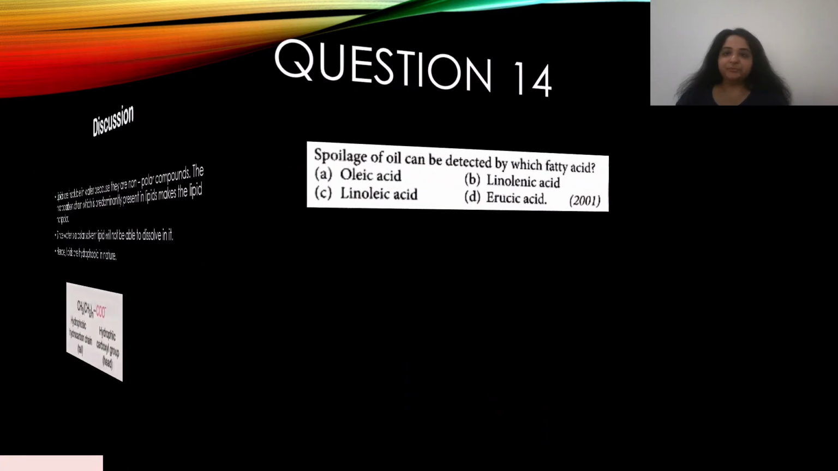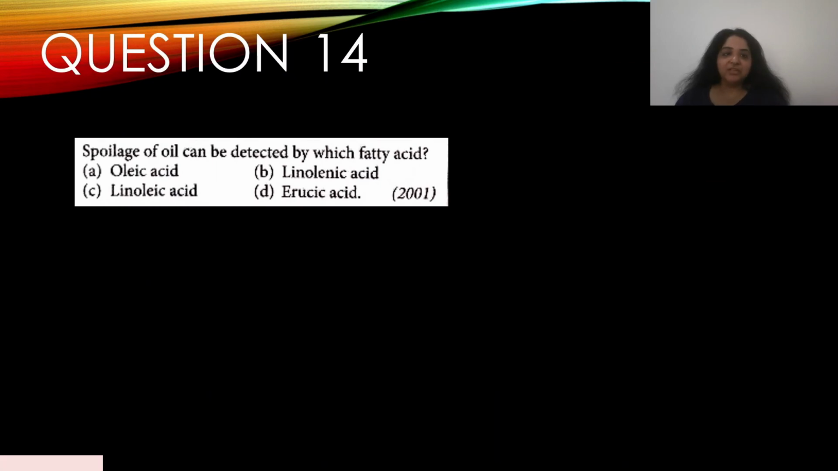Okay, let's move on. Question number 14. Spoilage of oil can be detected by which fatty acid? This appeared in 2001. A. Oleic acid, B. Linolenic acid, C. Linoleic acid, and D. Erucic acid. So spoilage of oil can be detected by erucic acid. The answer is D.